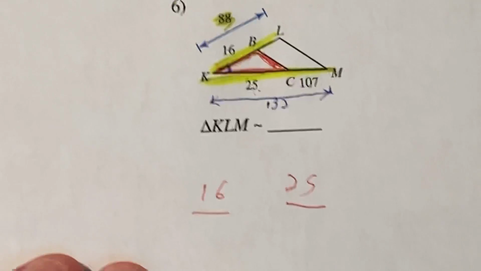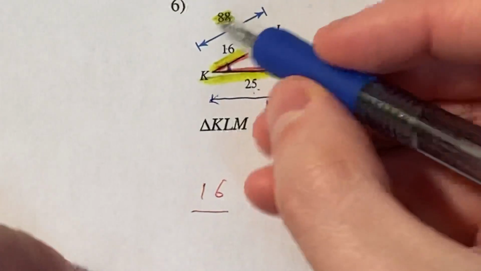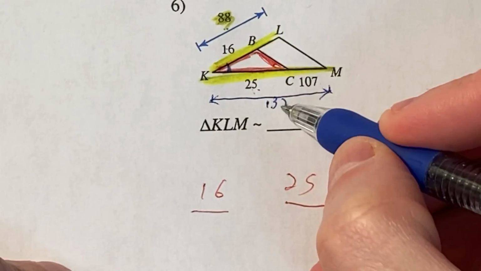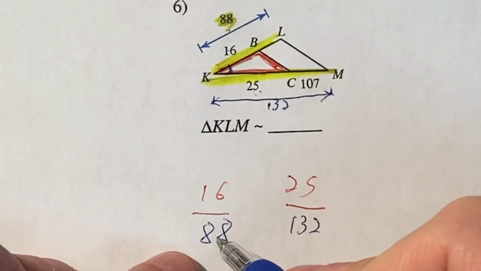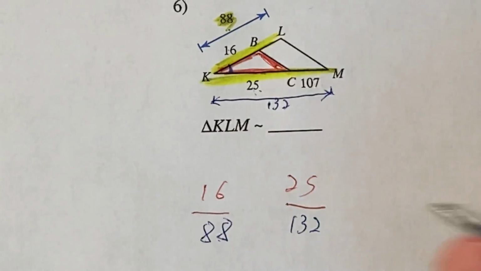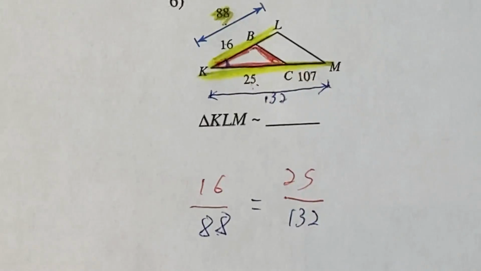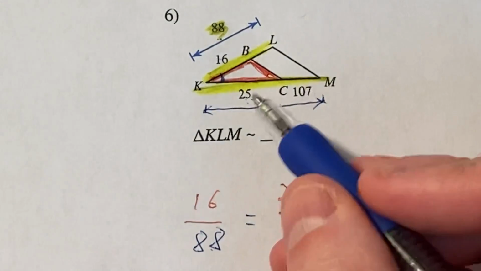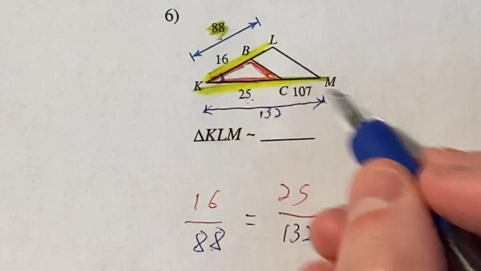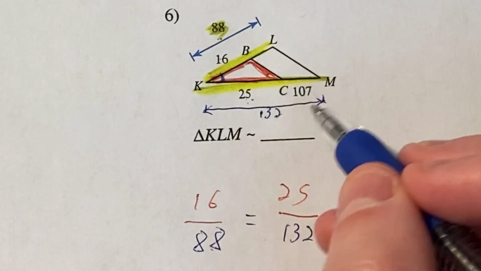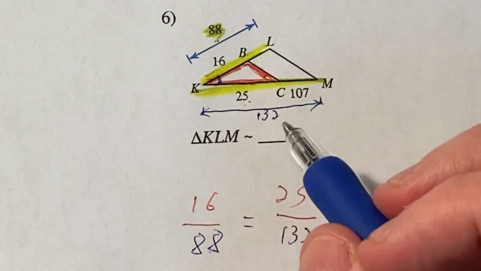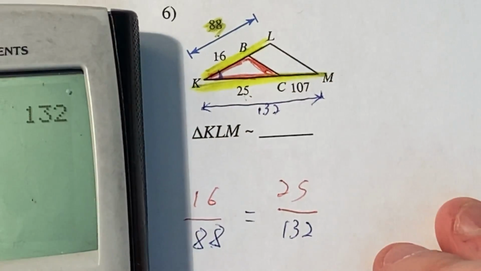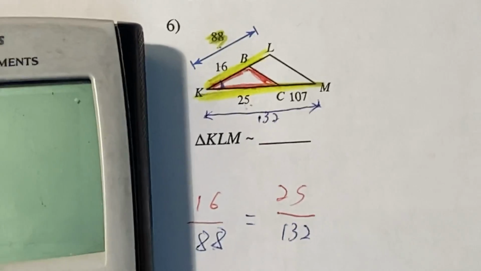So when we do our proportion, we know 88 and we know 132. Once again, smallest number first. And now we can check the proportion. But notice the difference. You have to make sure it's the entire side of a triangle. You can't just use the 107. You have to add it to find the entire length. That's the trickiest it's going to get, most likely.